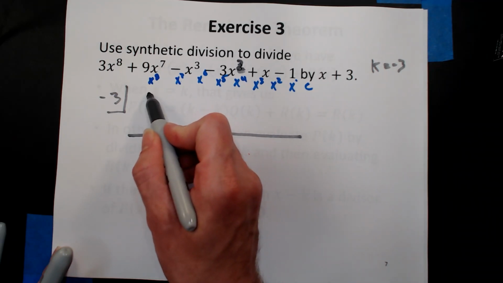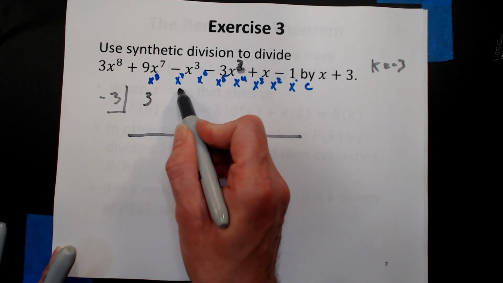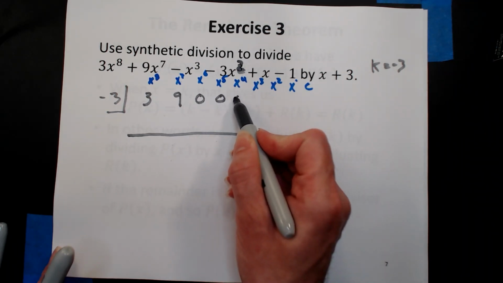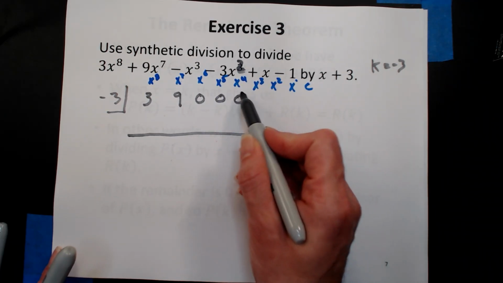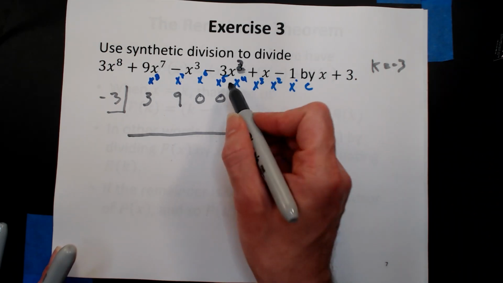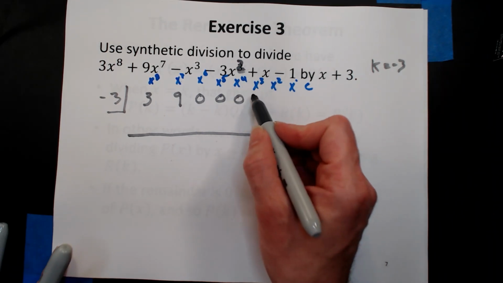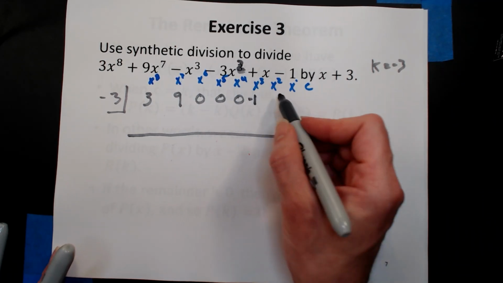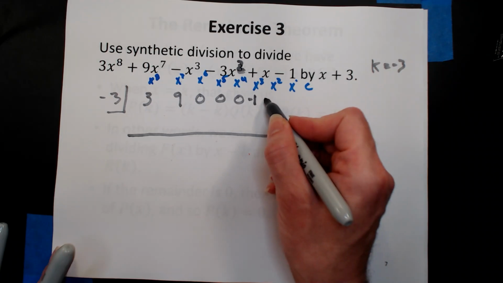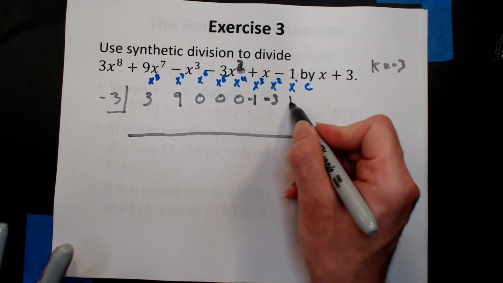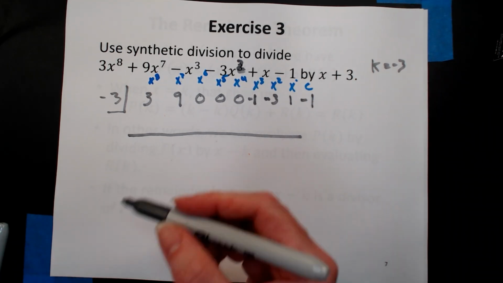So our x to the 8th column is going to have a 3, x to the 7th is 9. Then we're going to have a 0 for x to the 6th, 0 for x to the 5th, 0 for x to the 4th. And then we're going to have -1, then -3, so that's my x squared. Then I'm going to have 1 and -1. So this is what I have.